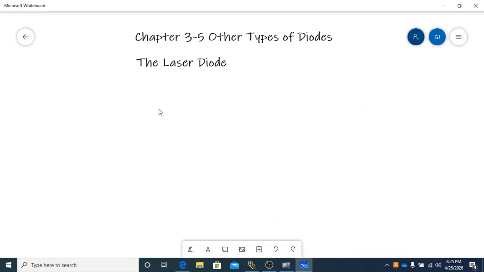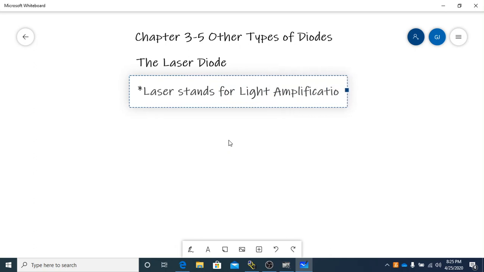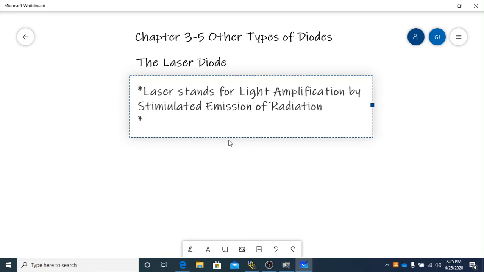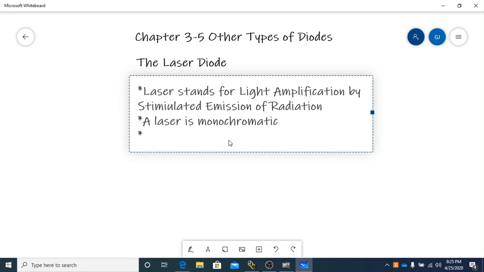All right, so let's go over a few things that we learned about a laser diode. Laser stands for light amplification by stimulated emission of radiation. A laser is monochromatic. It has a single wavelength. We know that because it's coherent. So we go back to the text.